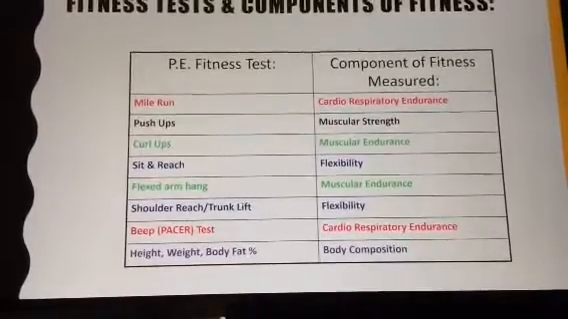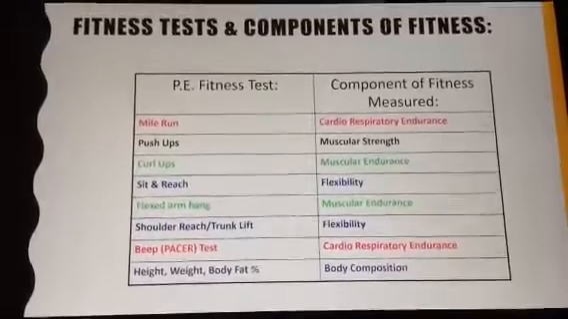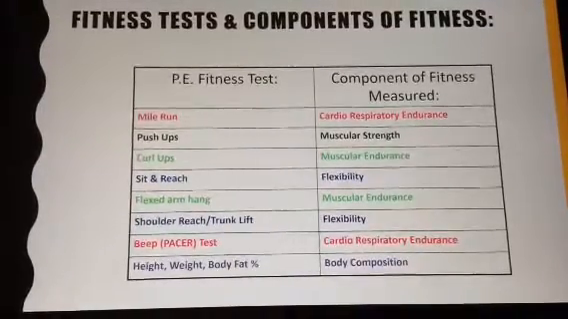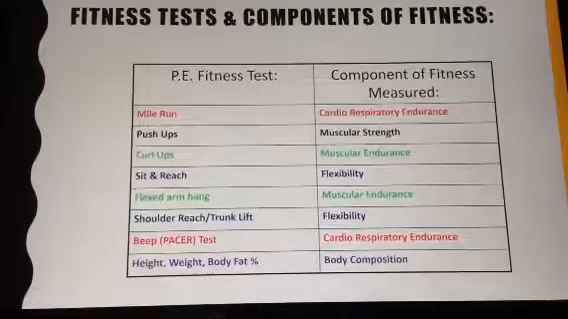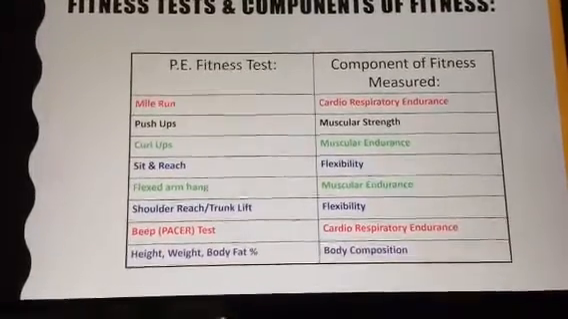Lastly, this is a chart showing which component is measured by which FitnessGram tests. The FitnessGram tests are listed on the left. For example, mile run measures cardiorespiratory endurance, push-ups, muscular strength, and you can read below.